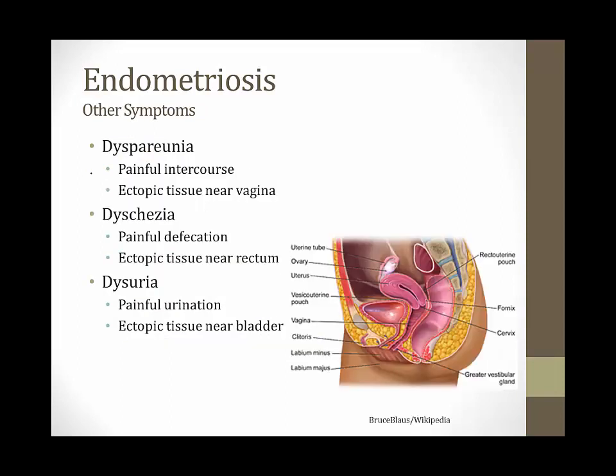Women can have other symptoms that are easy to remember if you just know the anatomic structures that are near the uterus. These symptoms relate to having ectopic tissue in specific sites. So dyspareunia is painful intercourse, and this can happen when ectopic tissue is located near the vagina. Dyschezia is painful defecation, and this can happen when there's ectopic tissue near the rectum. And finally, dysuria is painful urination, and that can happen when there's ectopic tissue near the bladder.